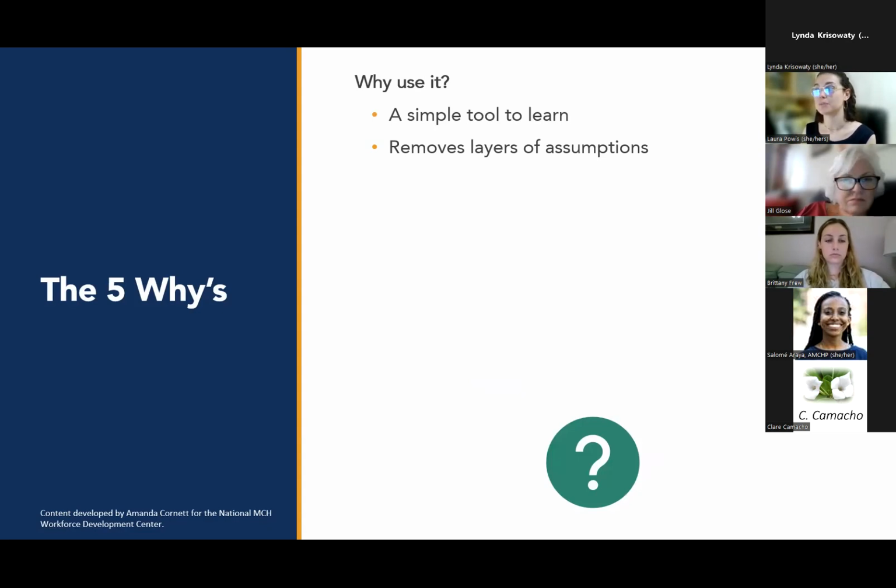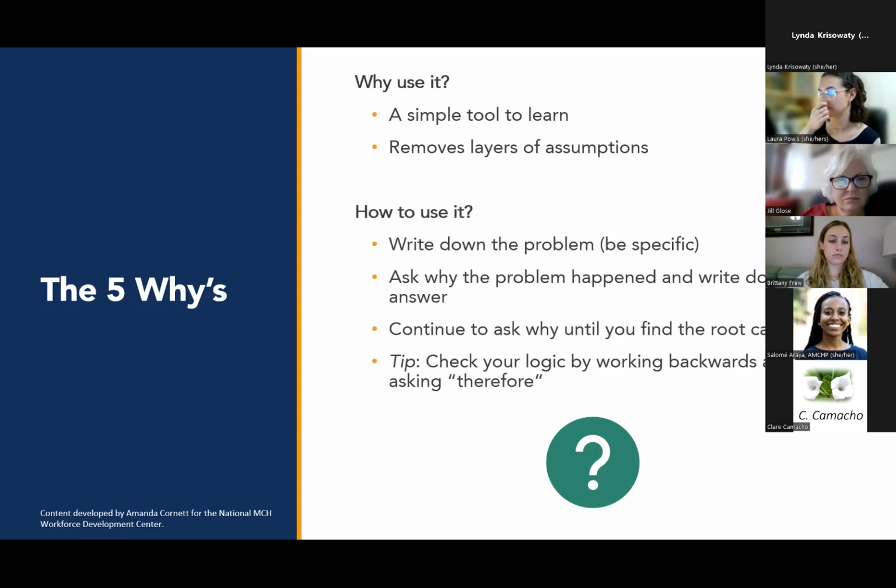So it's a very simple tool, whereas the fishbone had some different titles of those different categories, which can at times feel confusing. The 5 Whys, one of the best things about it is its simplicity, and the fact that it really removes all layers of assumptions. So by forcing you to articulate exactly why a problem is occurring, you break down those assumption layers and get to that root cause, as I keep saying.